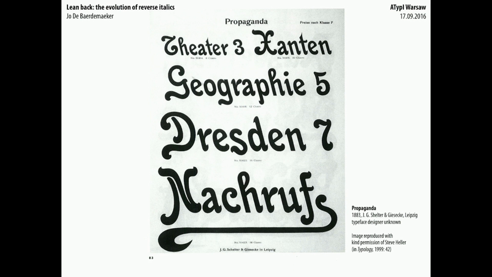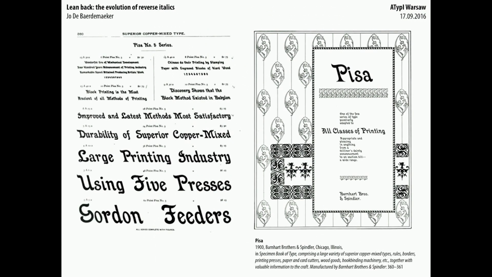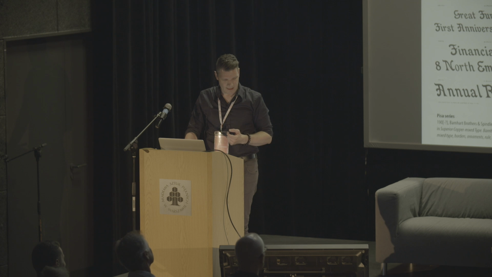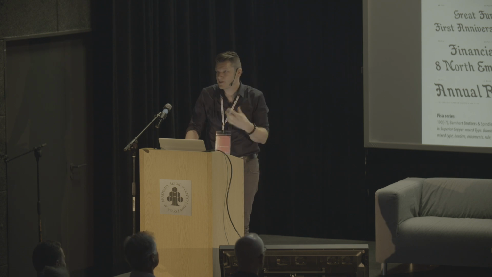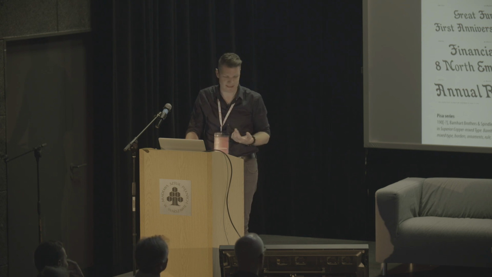Schelter and Giesecke in Europe was one of the first to produce this specific style of reverse italic typefaces, but the same you can see again in the US with the typeface named Pizza, referring to the Leaning Tower, obviously in Italy. Even fractions were added in that specific style, so it was quite popular to be used in a sense.